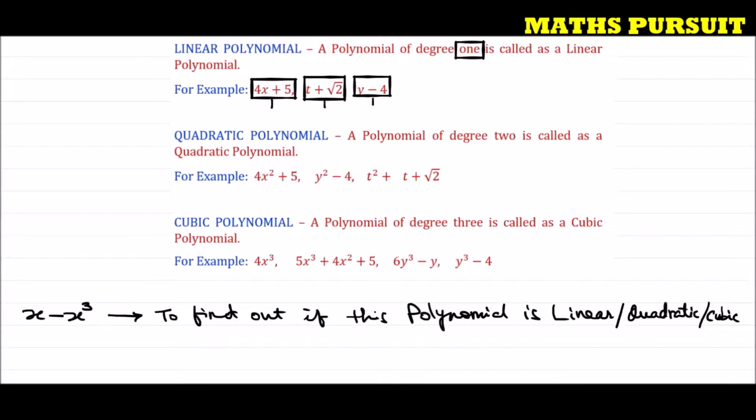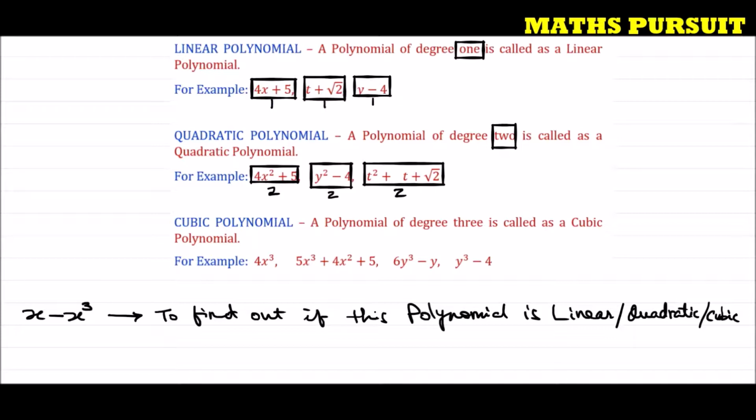Now let us look into the definition of quadratic polynomial. A polynomial of degree 2 is called a quadratic polynomial. Now let us look into the examples. 4x to the power 2 plus 5. Here the power of x is 2, so this is degree 2. y to the power 2 minus 4. Here the power of y is 2. t square plus t plus root 2. The highest degree of the variable t is 2. So this is degree 2. That means a polynomial of degree 2 is called a quadratic polynomial.